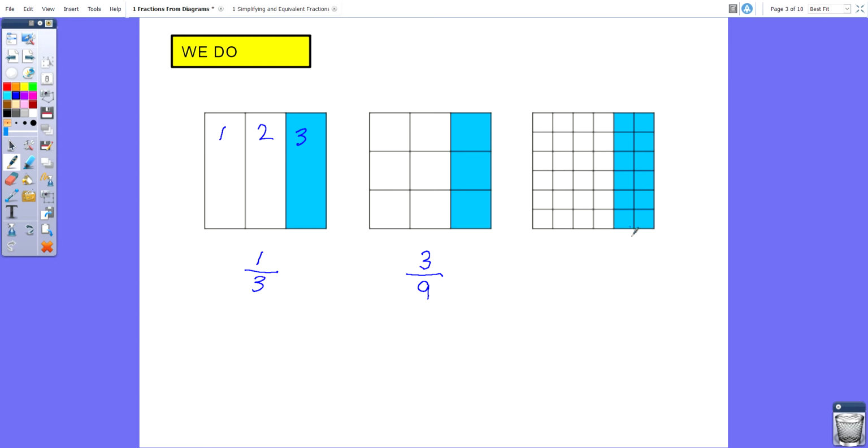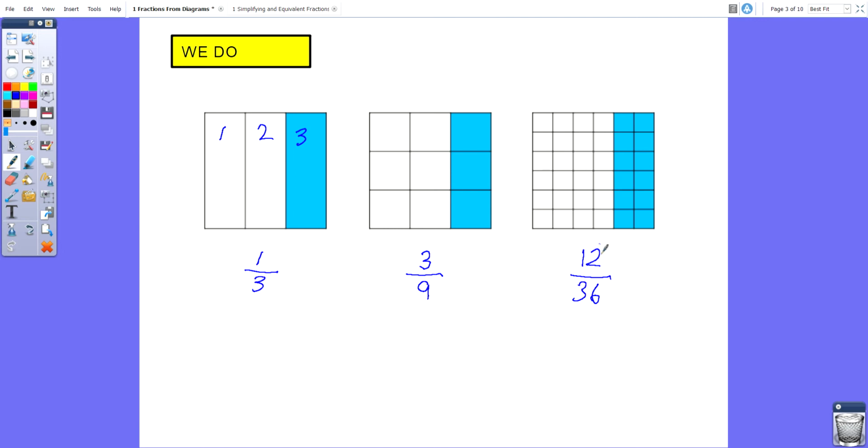And finally, this one's going to take a lot of counting, so it might take you a little while, but we've got 1, 2, 3, 4, 5, 6, 7, 8, 9, 10, 11, 12, 15, 18, 21, 24, 27, 30, 33, 36 for our denominator on the bottom, and the ones that are coloured in are 1, 2, 3, 4, 5, 6, 7, 8, 9, 10, 11, 12. So my numerator is going to be 12. So those are my 3 fractions represented by these diagrams.